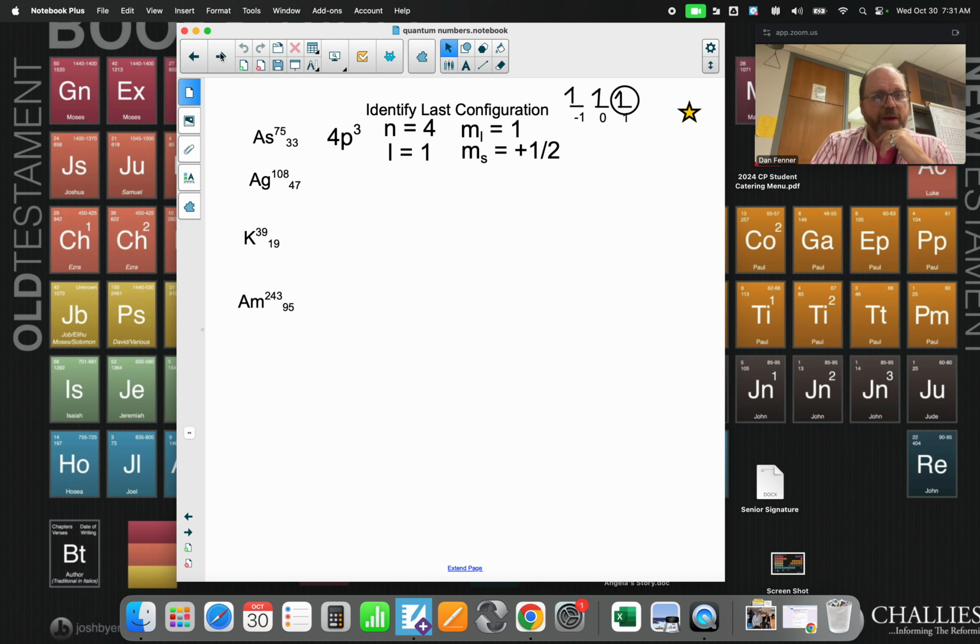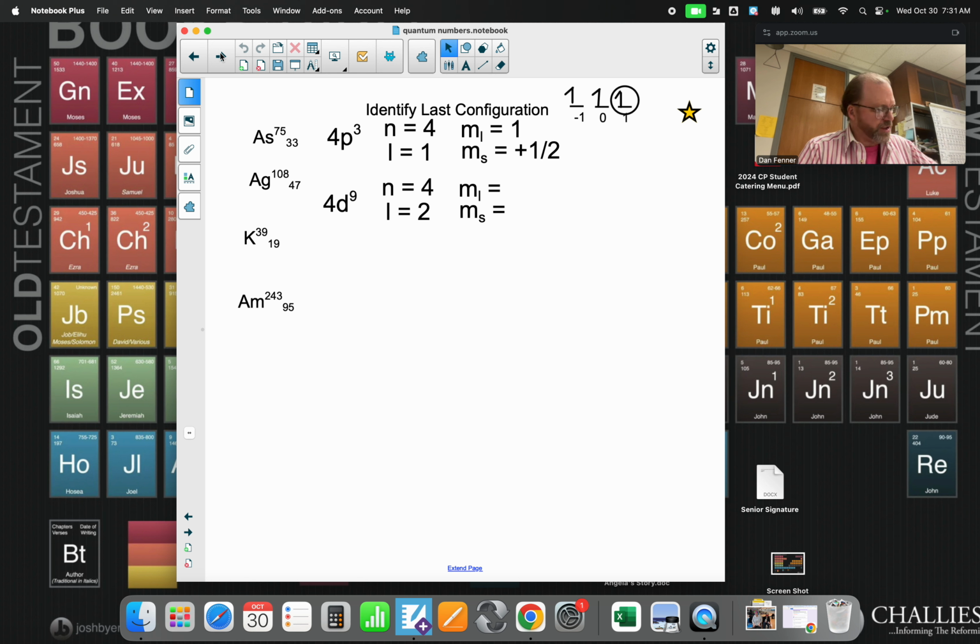All right, let's do another one. Let's do silver. Silver, 4d9. Okay, so the n is going to be 4. L is D, so it's going to be 2. Now, how many suborbitals did they say that D had? D had 5 suborbitals. Now, how do we know that?